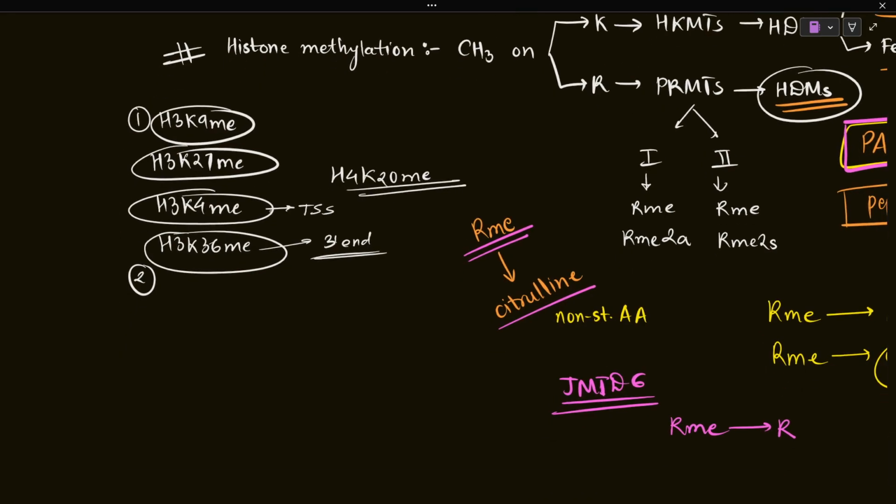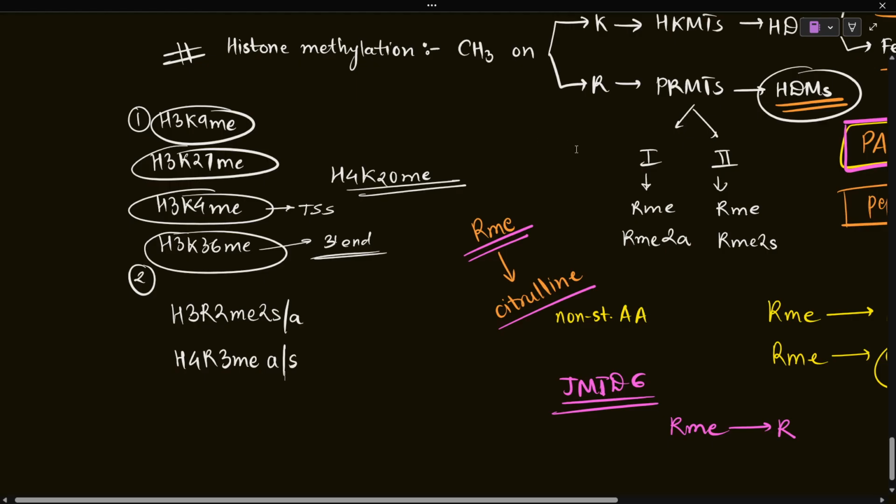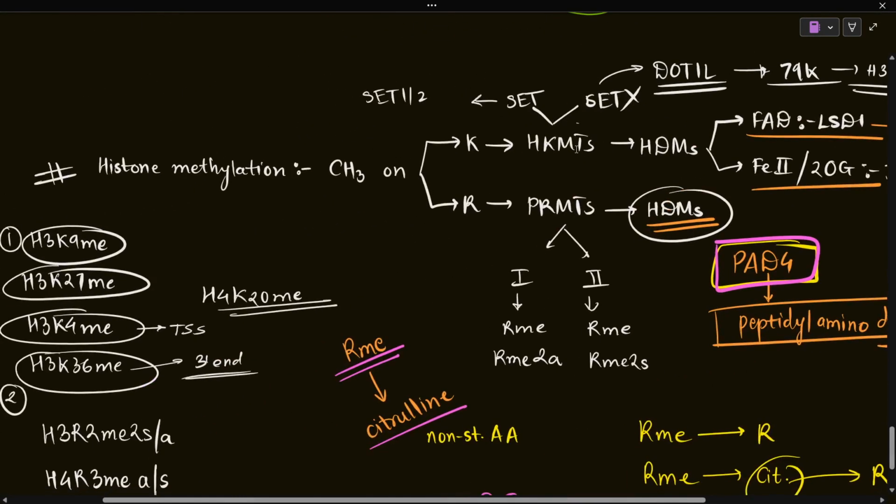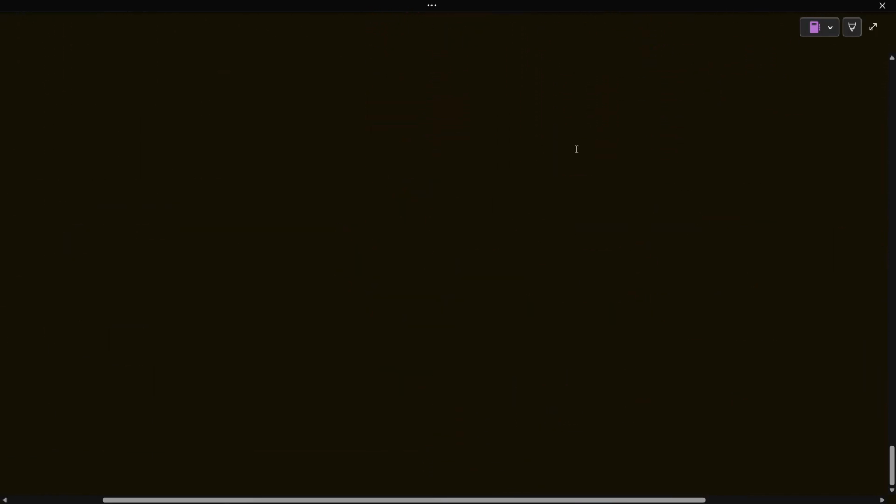Those were the lysine specific methylation marks, and then in the arginine we learned about the H3R2 dimethylation mark, symmetric or asymmetric, then the H4R3 methylation mark, symmetric or asymmetric. So that's it. With this, we are done with histone methylation, and in the next lecture we will learn about the other histone modification, histone phosphorylation, and after that we will also learn about histone ubiquitination.